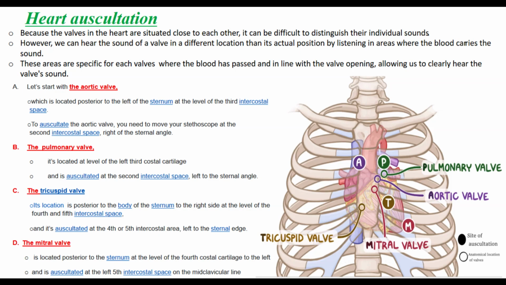The tricuspid valve. Its location is posterior to the body of the sternum to the right side at the level of the fourth and fifth intercostal space, and it's auscultated at the fourth or fifth intercostal area, left of the sternal edge. The mitral valve. It's located posterior to the sternum at the level of the fourth costal cartilage to the left, and is auscultated at the left fifth intercostal space on the midclavicular line.